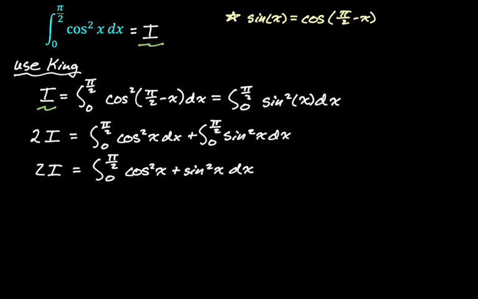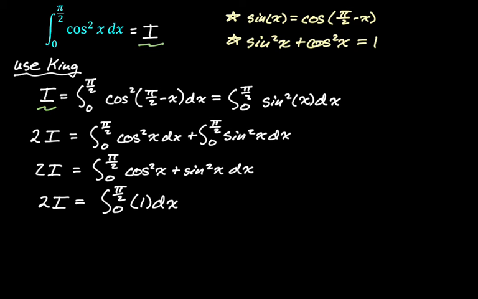We got cosine squared plus sine squared. That is a Pythagorean identity. Sine squared plus cosine squared is 1. So really we're just integrating 1. So 2I is equal to the integral from 0 to pi over 2 of 1 dx. Well, I is going to be 1/2 of that integral.